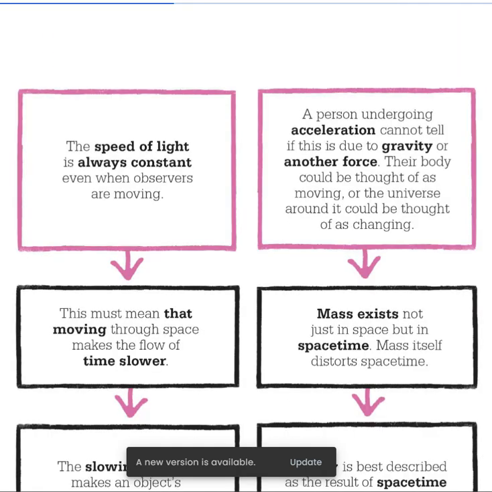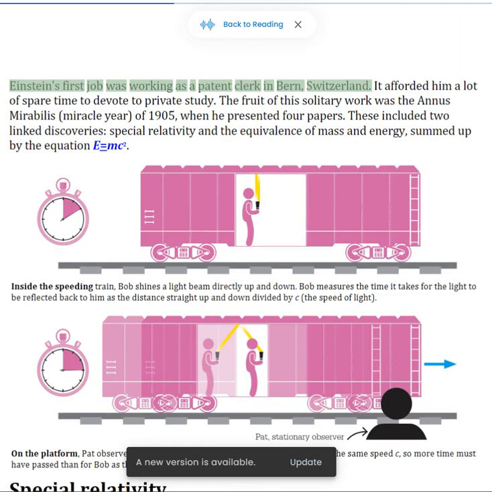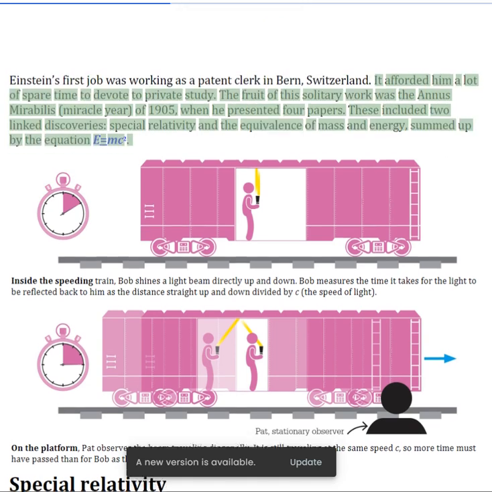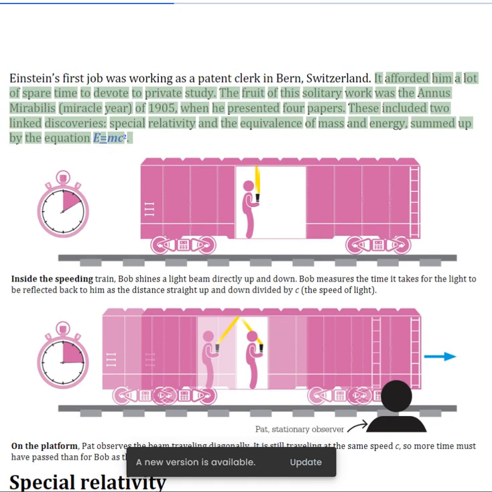Annus Mirabilis. Einstein's first job was working as a patent clerk in Bern, Switzerland. It afforded him a lot of spare time to devote to private study. The fruit of this solitary work was the Annus Mirabilis of 1905, when he presented 4 papers. These included 2 linked discoveries, special relativity and the equivalence of mass and energy, summed up by the equation E equals mc².